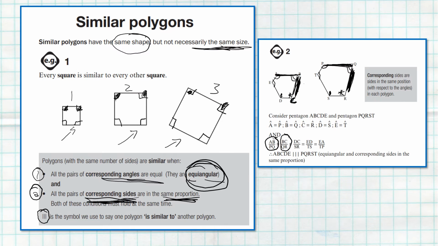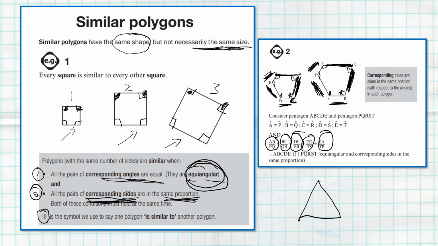Then that's another ratio, and then we can say DC over SR, because they are corresponding. Another ratio is ED over TS, and the last one, EA corresponds to TP. If you find that all those ratios of the corresponding sides are equal, then we can conclude that the sides are in the same proportion. Then you can conclude that the two pentagons are similar, same as we have with triangles.